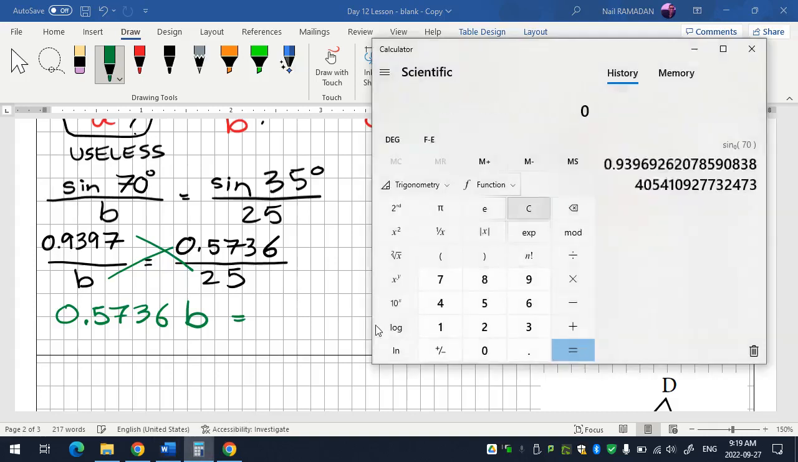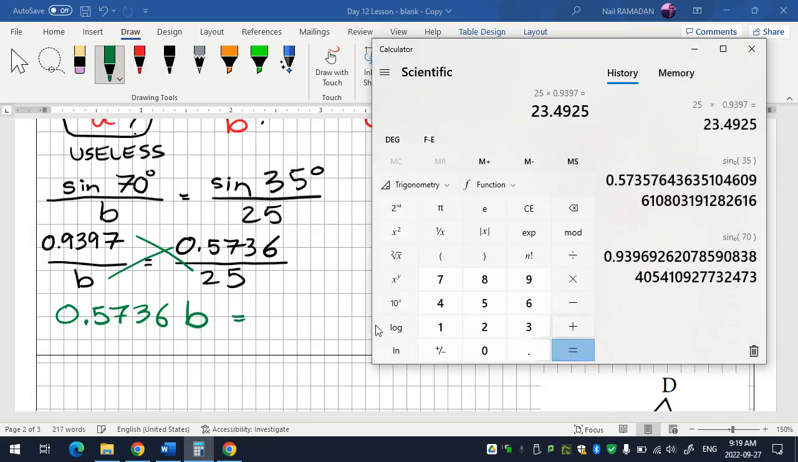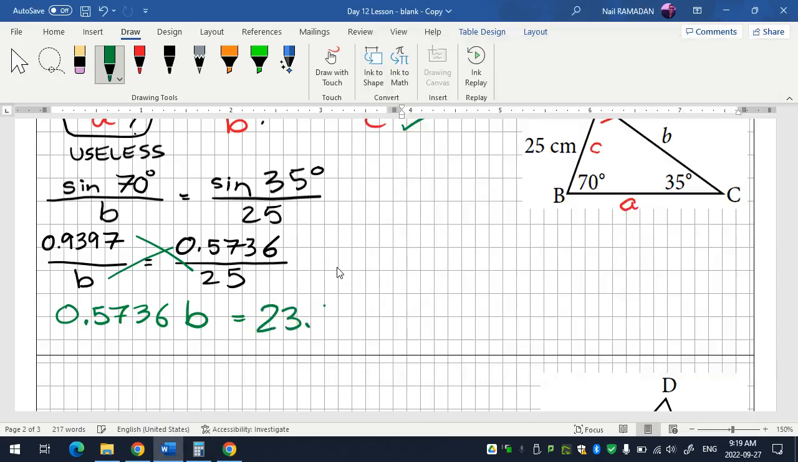Well, we'll find it out right now. 25 times 0.9397. How much? By the way, keep the whole number. Round at the end. Round at the end. So it's got to be 23.4925. So 23.4925.